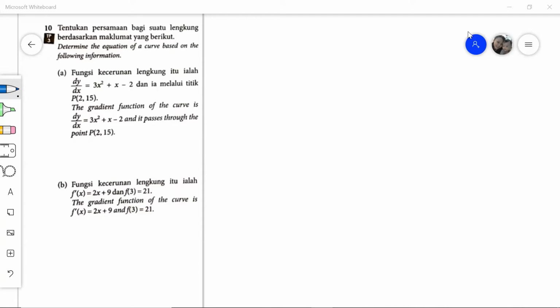Normally when I see the gradient function, I have the habit to sketch the curve and then mark down the three important elements, which I call the important parts that form the golden triangle. First is the equation of the curve. In this case, we don't have it, and we need to find it.